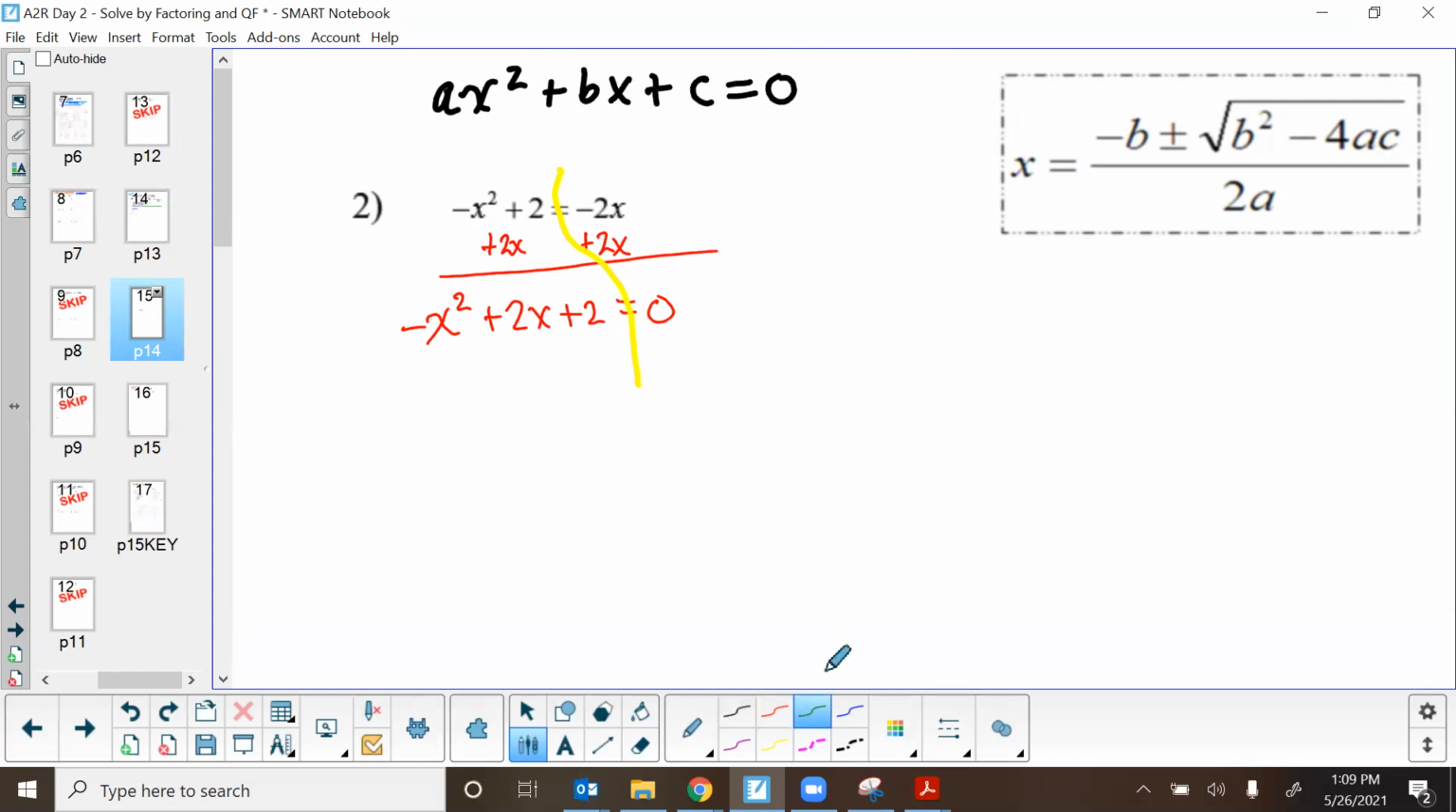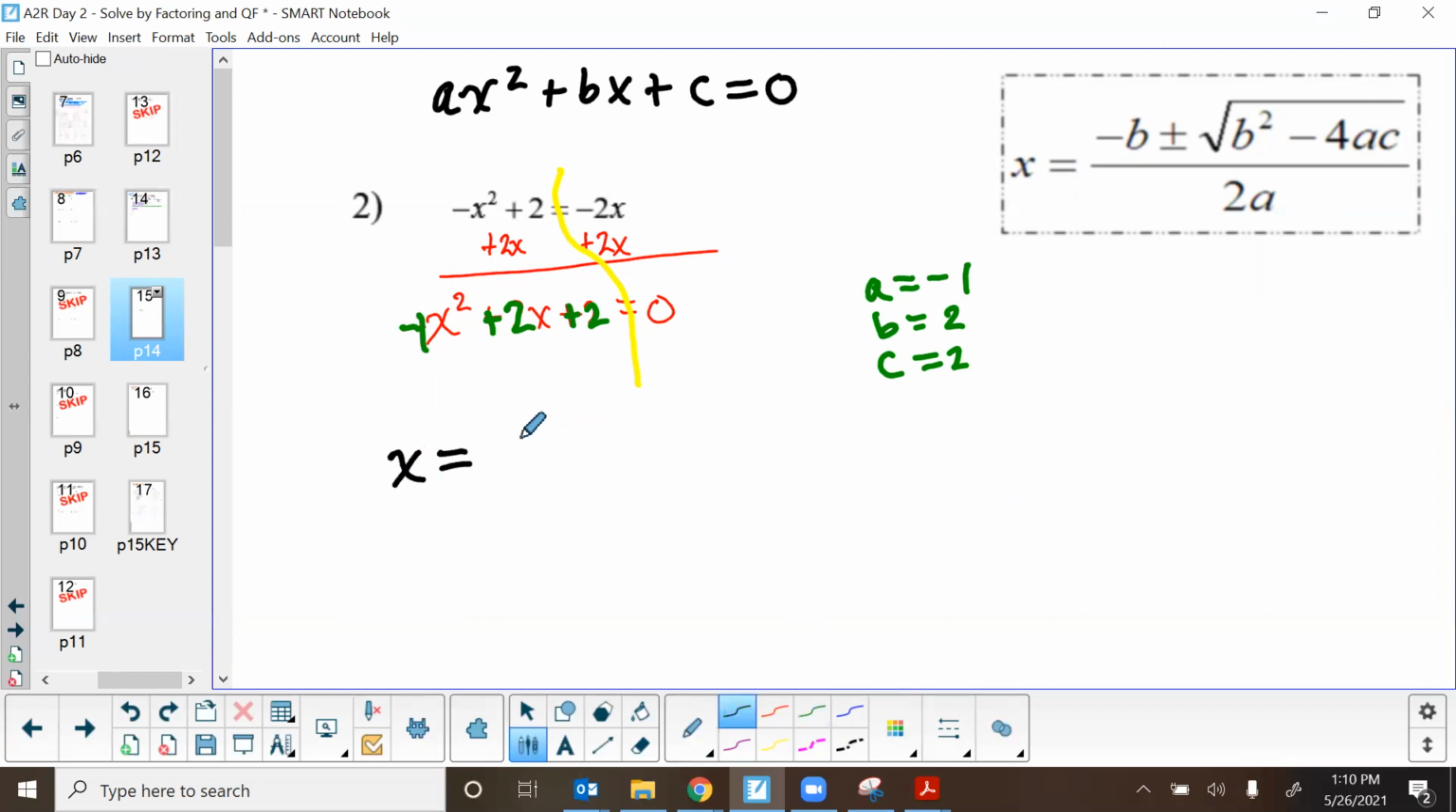So now I can see that my a is negative 1, and my b is 2, and my c is 2. And you always want to look at what's in front of it. So it's actually a positive 2 and a positive 2. And that's all set equal to 0. So now I can go ahead and put these into the formula. Personally, I always sing when I do it, but I won't sing again here.